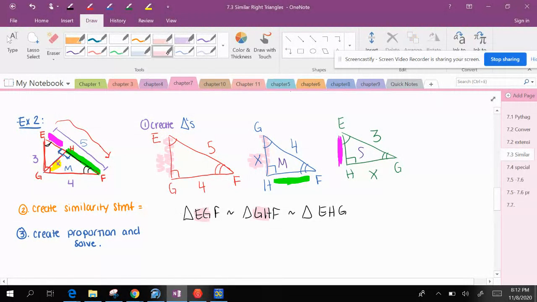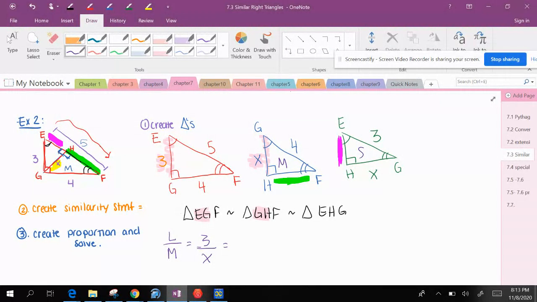Oh, and I erased it. So remember, making similarity statements, you always want to be consistent throughout your ratio. I'm going to do large over medium. My large side, EG, is 3. My medium side is x. And I need to equal it to a number over a number or a number and the same variable. You can't have 2 different variables in your proportions. You have to have the same one.